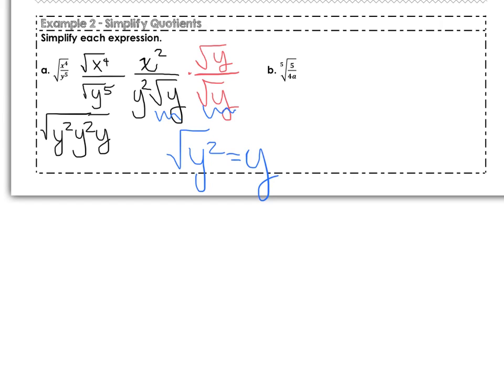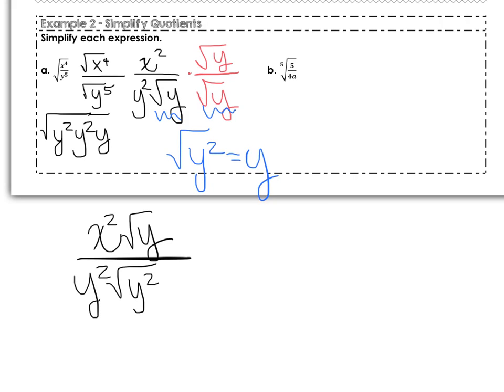So let's actually multiply these out. On the top, we end up with x squared times the square root of y. On the bottom, we end up with y squared times the square root of y squared. And so then, the top is as simple as it gets. We can't simplify it any further. But on the bottom, we're going to produce a y from this guy. So y squared times y gets me y to the third.